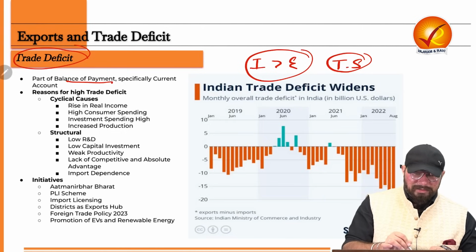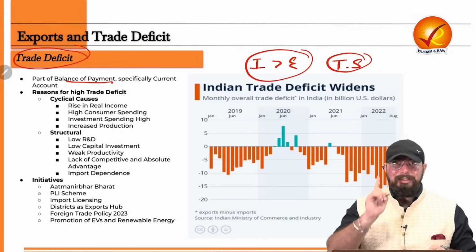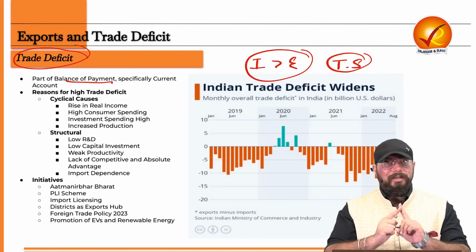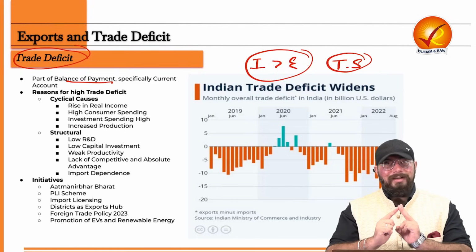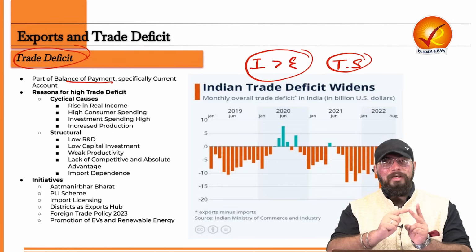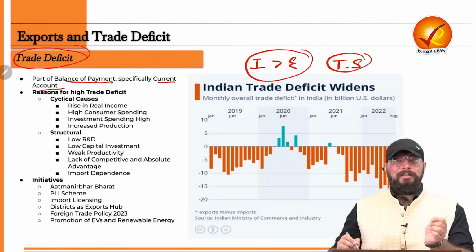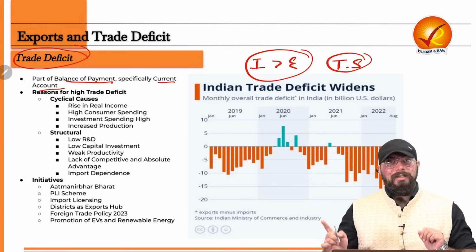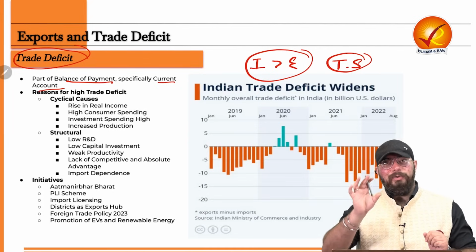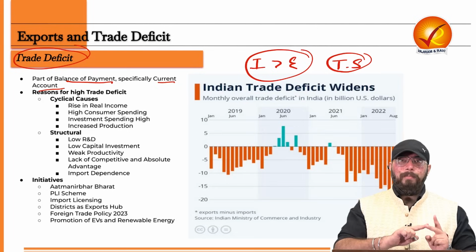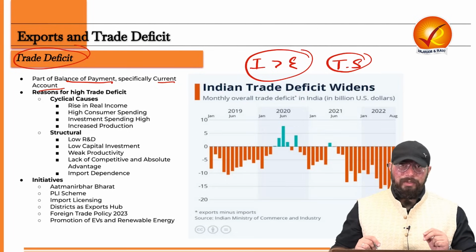So, as we discussed, it's a part of the balance of payment. And especially, you have to understand there are two parts of balance of payment. One is your current account, another is your capital account. So, this export and import of goods and services comes under the current account of your balance of payment. In the capital account, the transactions related to your assets and liabilities are there. So the current account includes exports and imports of goods and services.